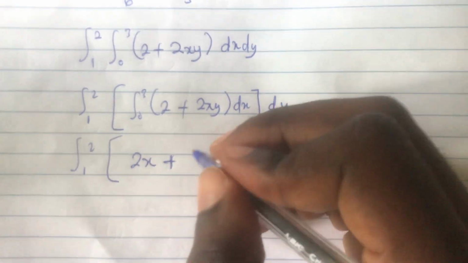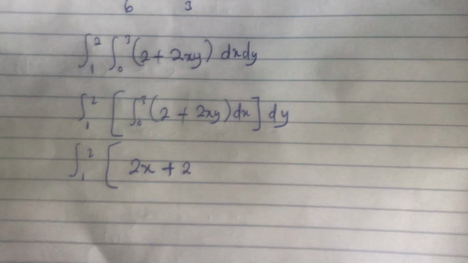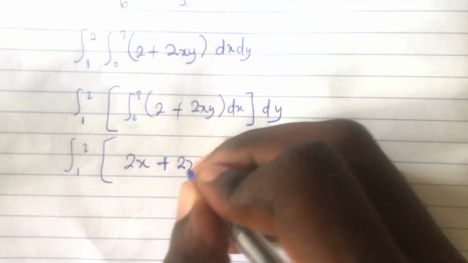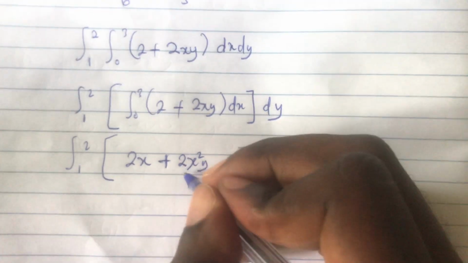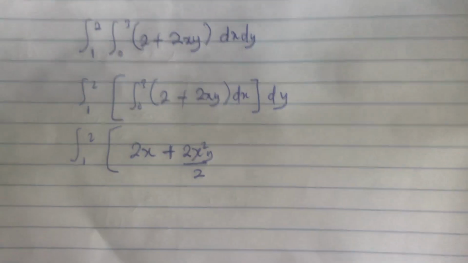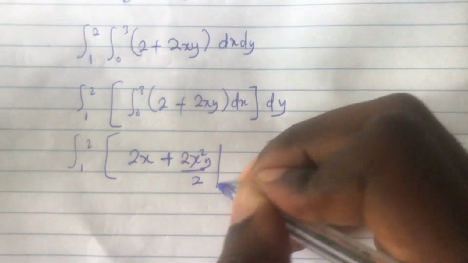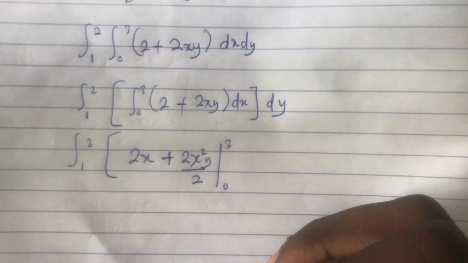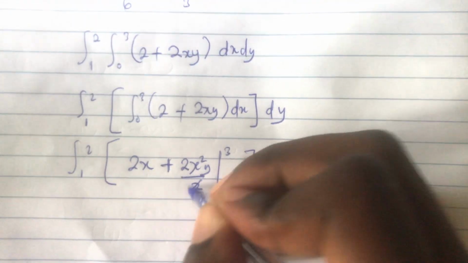Plus, here too you have 2. Here x is raised to the power 1. So when you add 1 to the power, you get what? 2. So you have x squared y. The power of x is 2, so then you divide by 2. And it's from 0 to 3. So the 2 cancels the 2 here.